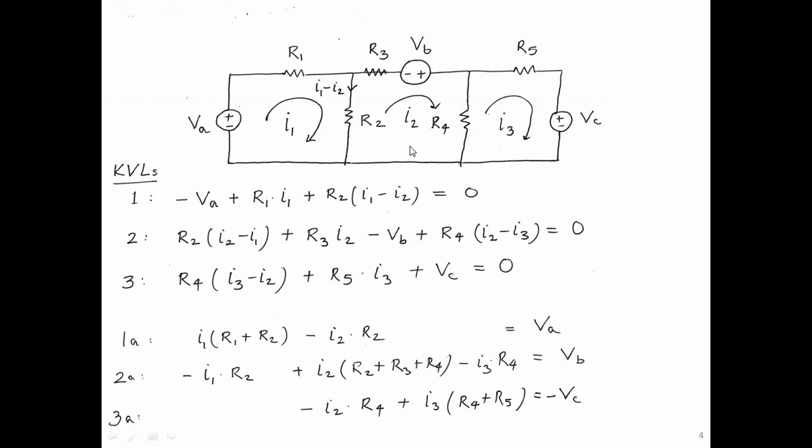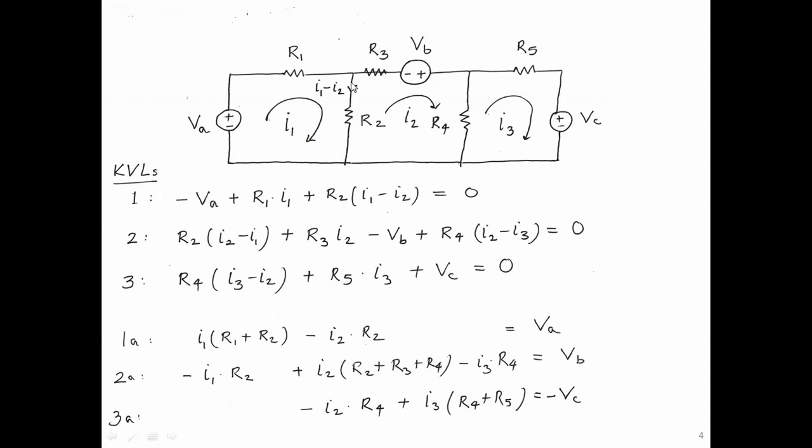The second thing we do is for each mesh we define what is called a mesh current. So here of course there are three meshes. So for each mesh we define a current. I've called them I1, I2 and I3. So this is a current that circulates in this mesh. I2 is the current that circulates here and I3 is a current circulating here.